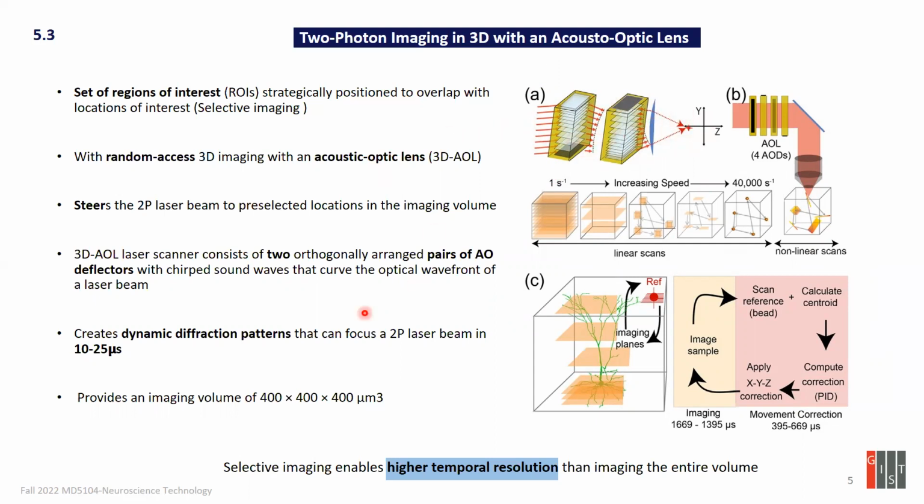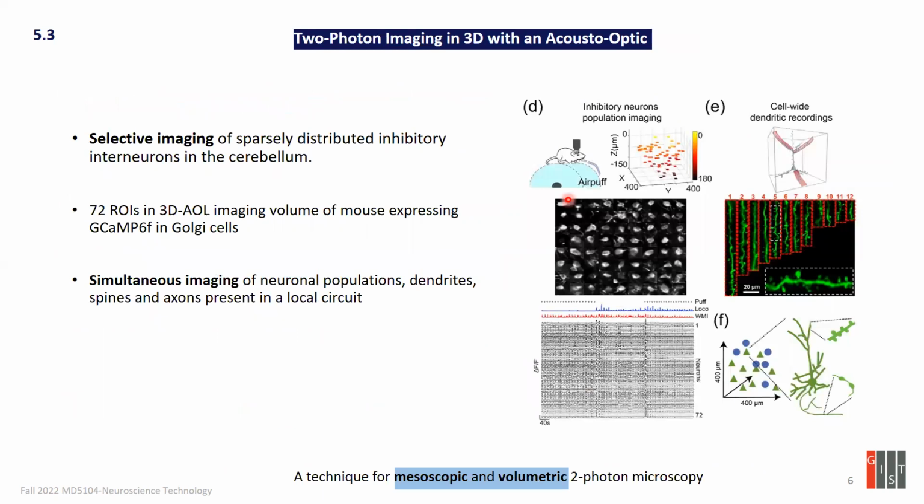All of this happens in 10 to 25 microseconds, and it can also provide an imaging volume of 400 by 400 by 400 micrometers. This is the example we have here. This selective imaging enables us to have high temporal resolution.